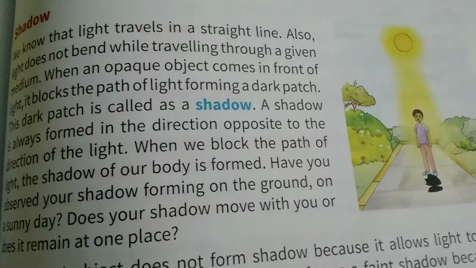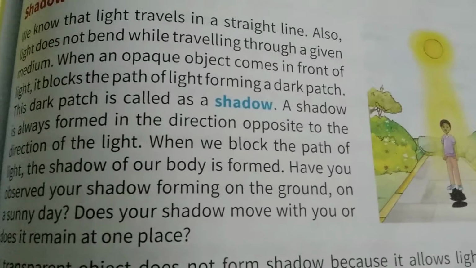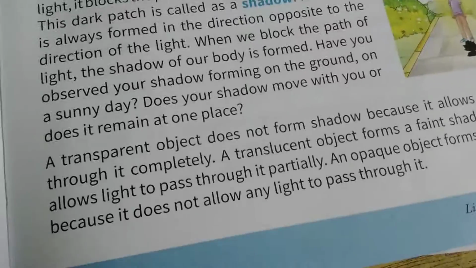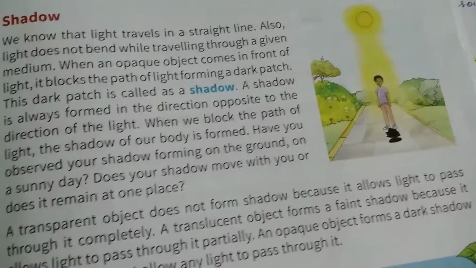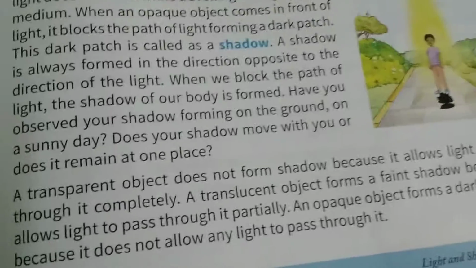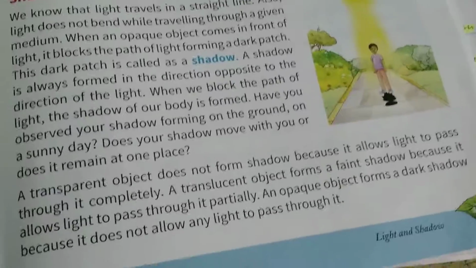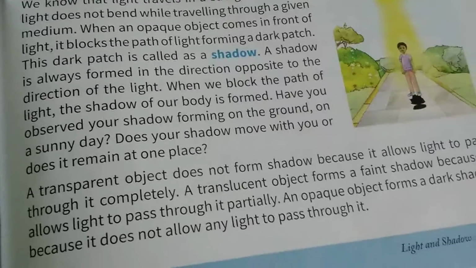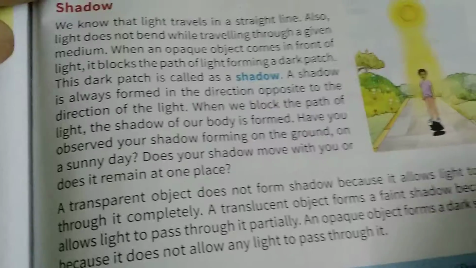Have you observed your shadow forming on the ground on a sunny day? Next, I'm telling you that a transparent object does not form a shadow. Water or something similar does not form a shadow because it allows light to pass through it completely. A translucent object forms a faint shadow because it allows light to pass through it partially, and an opaque object forms a dark shadow because it does not allow any light to pass through it.